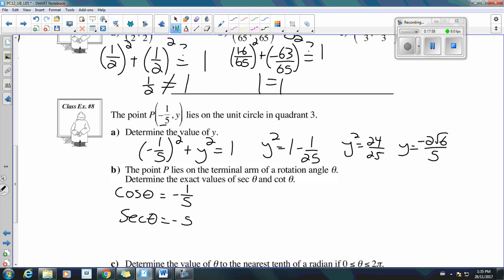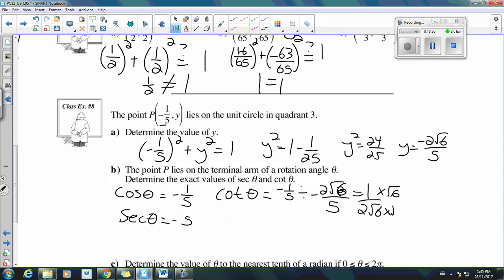To find our cotan, we're going to take cos divided by sine. So our cos is negative 1/5 divided by sine, which is negative root 6 over 5. Doing this division gives us 1 over 2 root 6. We want to rationalize denominators, which gives us root 6 over 12.